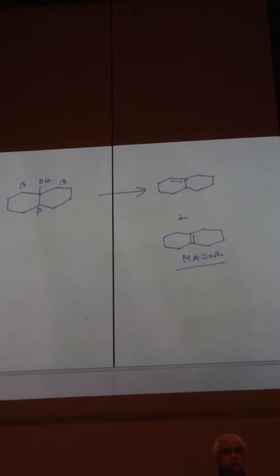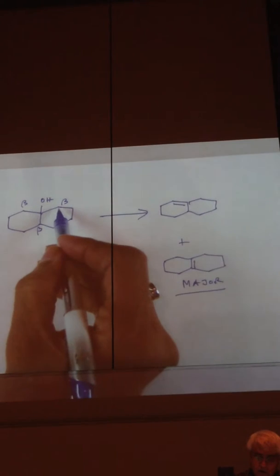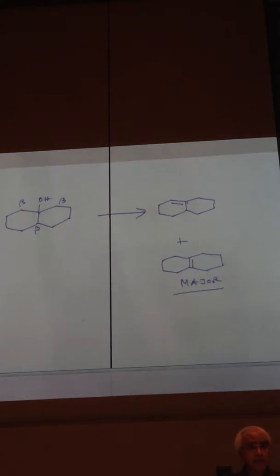So following the Zaitsev rule is quite easy. You just count the number of hydrogens. Here you have 2 hydrogens. Here also you have 2 hydrogens. But this one has 1 hydrogen, and therefore the major product comes from that.